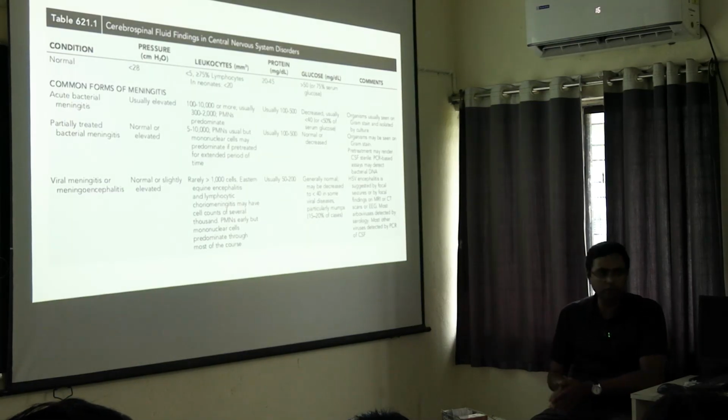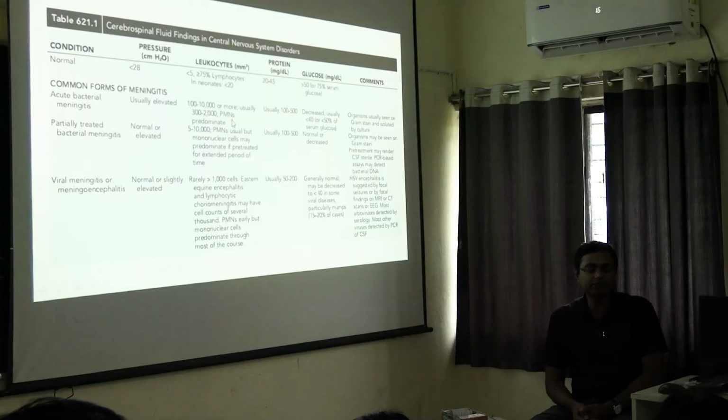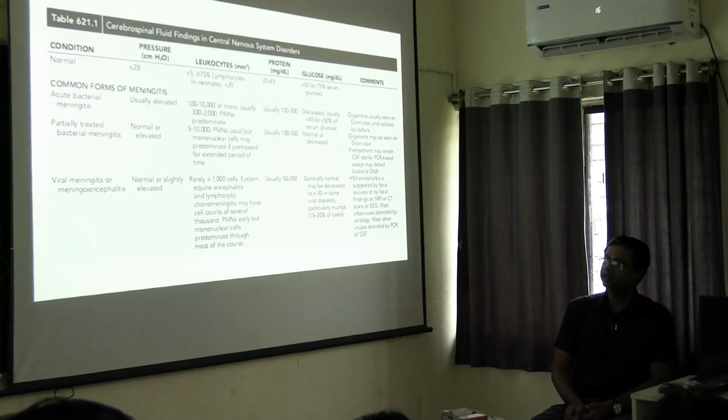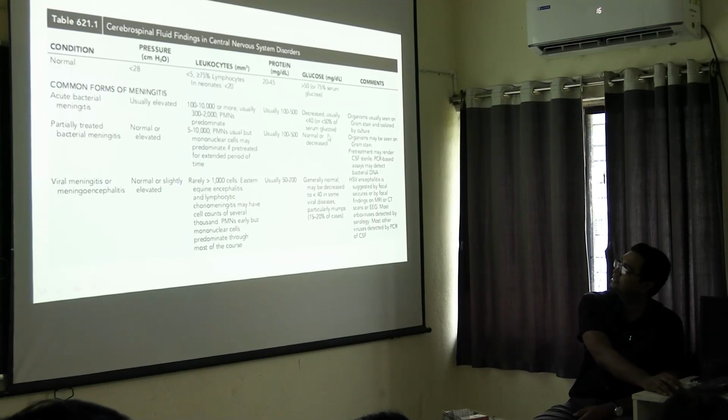Majority will be polymorphonuclear cells. Normally the majority will be lymphocytes, but in acute bacterial meningitis the majority will be polymorphs. Protein is also elevated, around 100 to 500. Glucose is decreased.